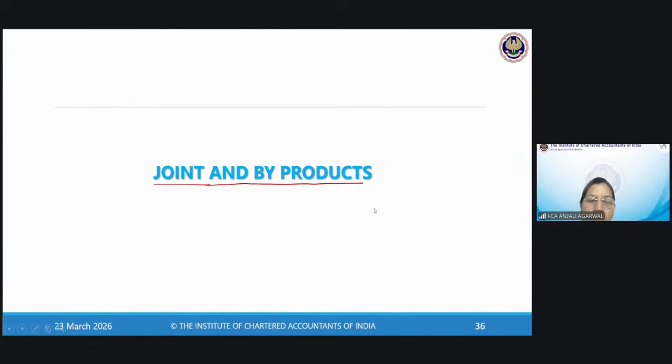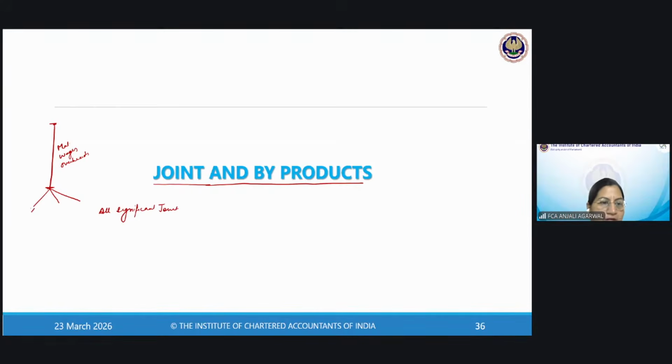Now the concept which is involved in joint and byproducts is you take up a raw material somewhere here, start applying wages and overheads on this, put it to a process, and there comes a time that when it reaches here, it splits. So after some time, the material will split into two or more products. These two or more products, if they are all significant, we call them joint products.